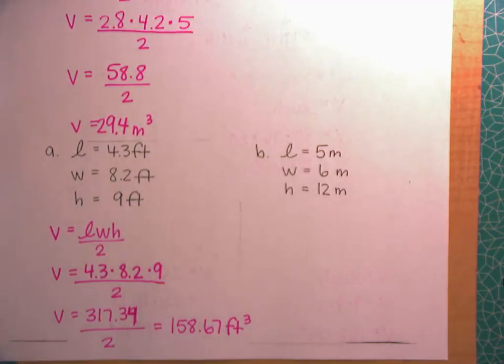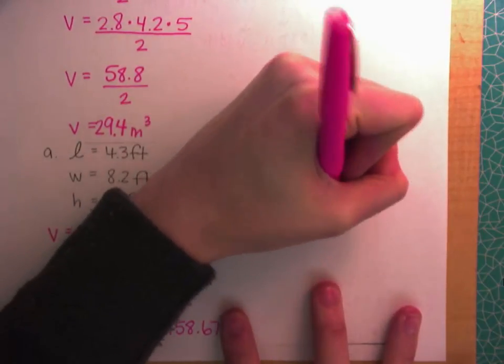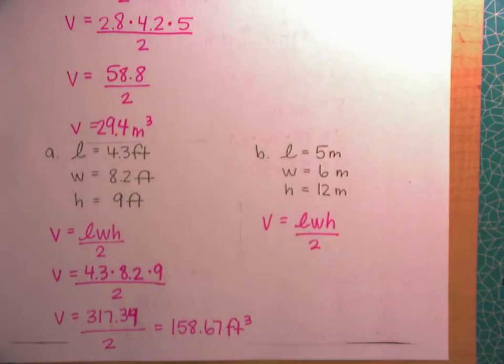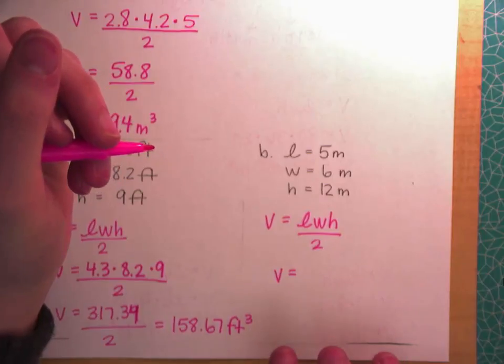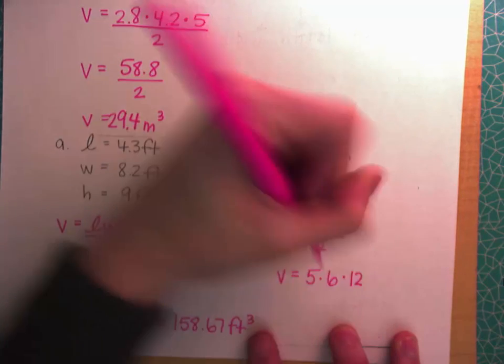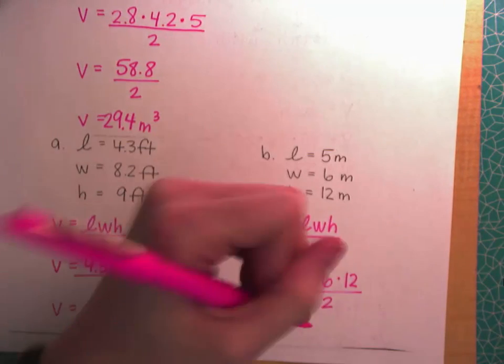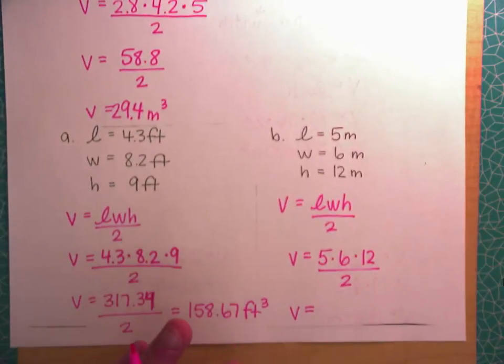Zoe, what's the formula? Okay, when I plug in my values, before I multiply them together, before I divide, before I do any of that, what's my formula going to look like? 5 times 6 times 12. Good. Okay, so now 5 times 6 times 12 will give me what?